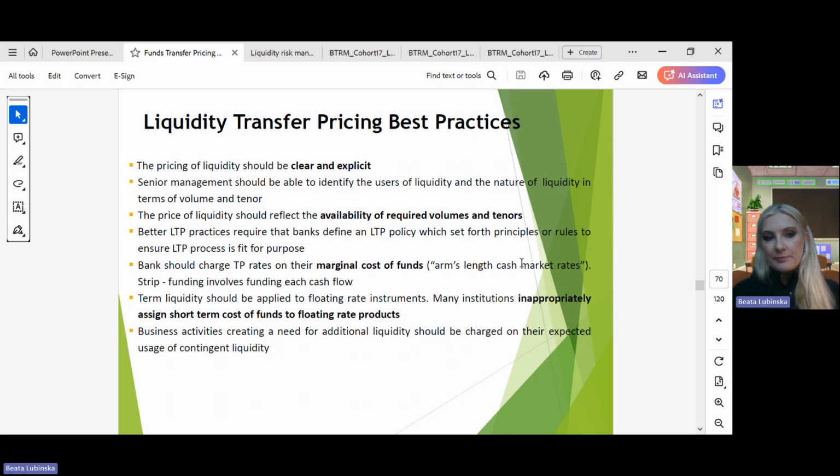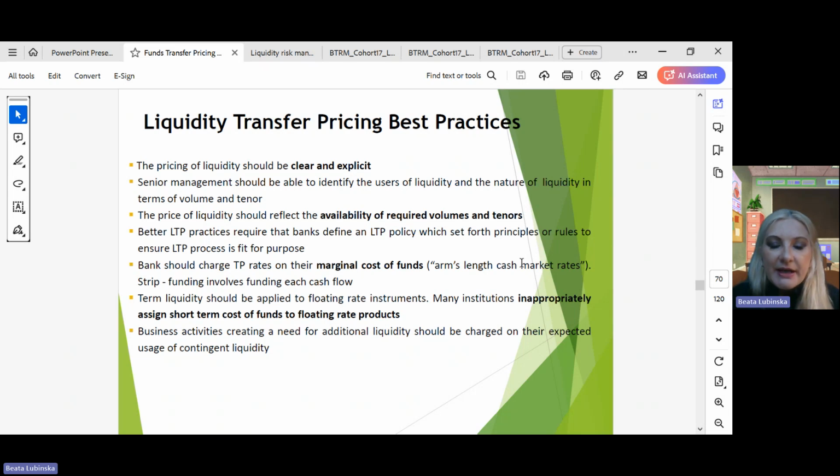So through the TLP, you have awareness of availability of certain volumes and tenors. Again, this is exactly point number 3, which I've already covered. The price of liquidity should reflect the availability of required volumes and tenors. Exactly. So this is how you calibrate, you gauge your tenors, your cost of deposit or wholesale funding by tenor, because it reflects your own bank appetite for those tenors.